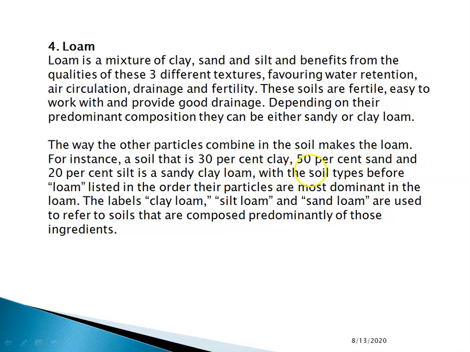50% sand and 20% silt is a sandy clay loam. The soil types before loam are listed in the order their particles are most dominant in the loam. The labels clay loam, silt loam and sand loam are used to refer to soils that are composed predominantly of these ingredients. So the point to be remembered here is that loam has the characteristics of favoring water retention, air circulation, drainage and fertility. So it's the fertile soil.